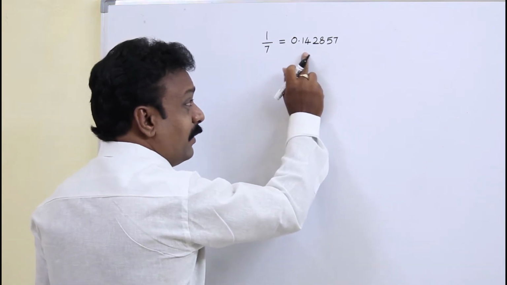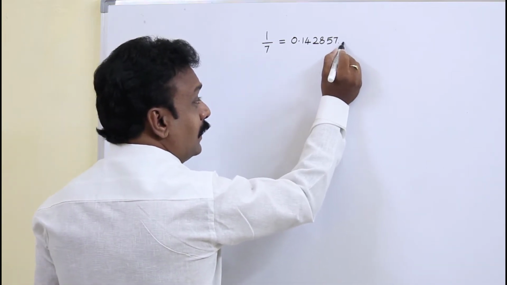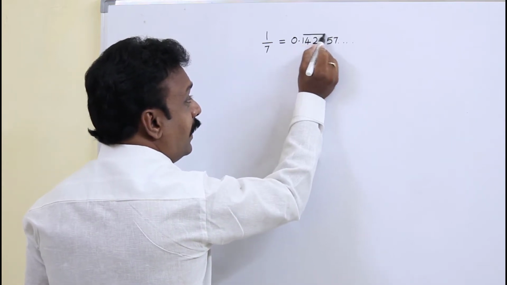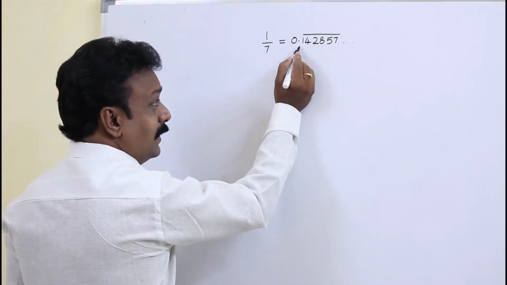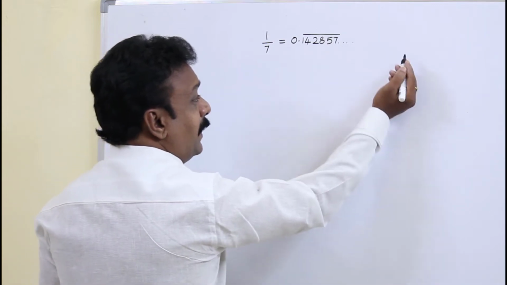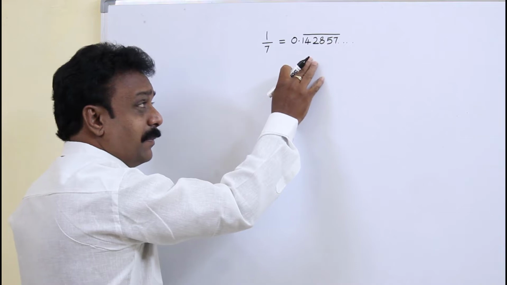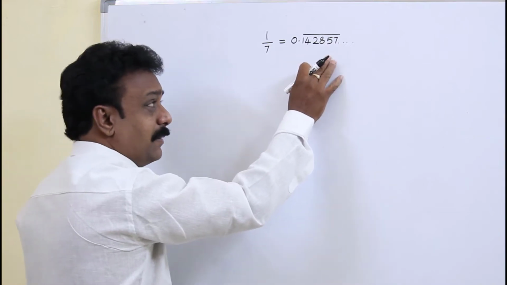Thereafter, the same numbers will be repeated. So, we put a bar here. That means these 6 digits will be repeated. This is a non-terminating repeating decimal.